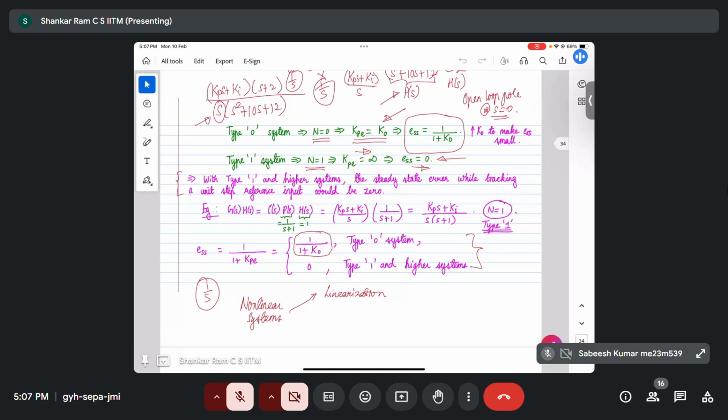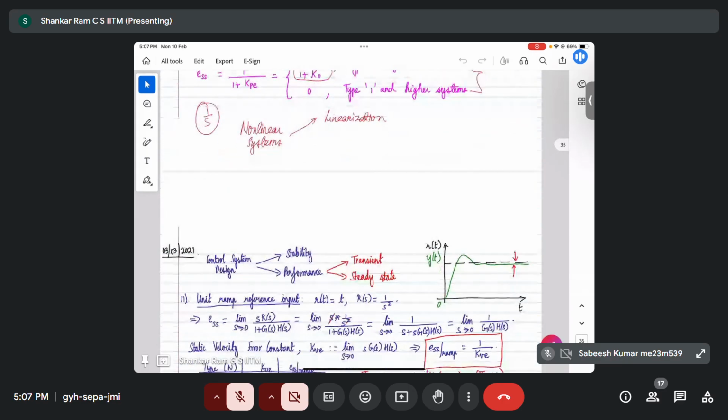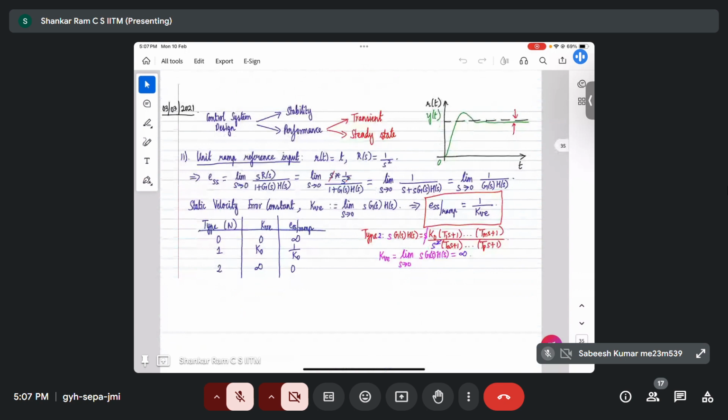Consequently, we observe the importance of having an integral term, because the integral term 1 by s helps us achieve zero steady state error while tracking a constant reference input. Okay, so that's where we stopped last class. So now let's continue with our analysis of steady state performance.